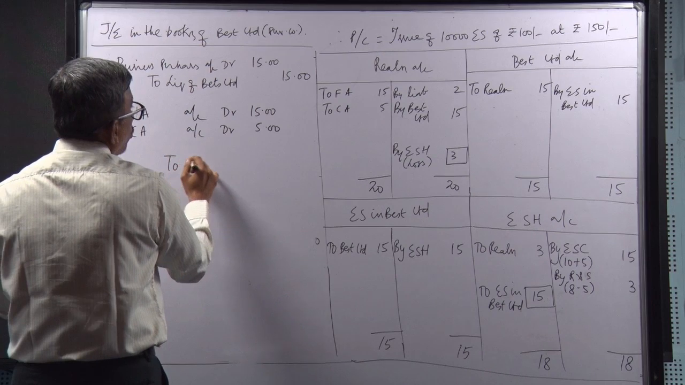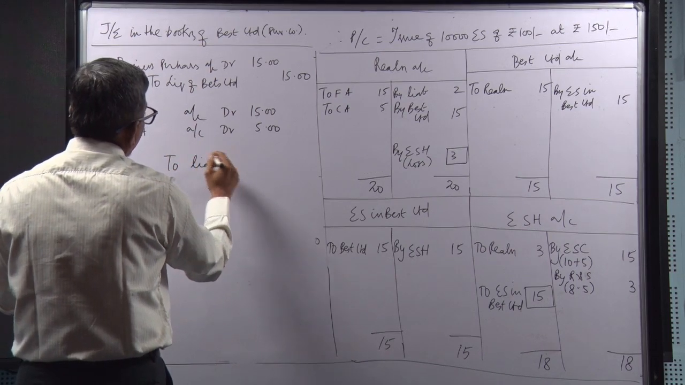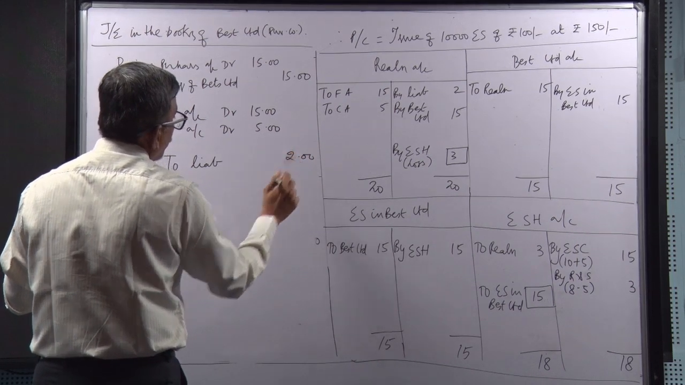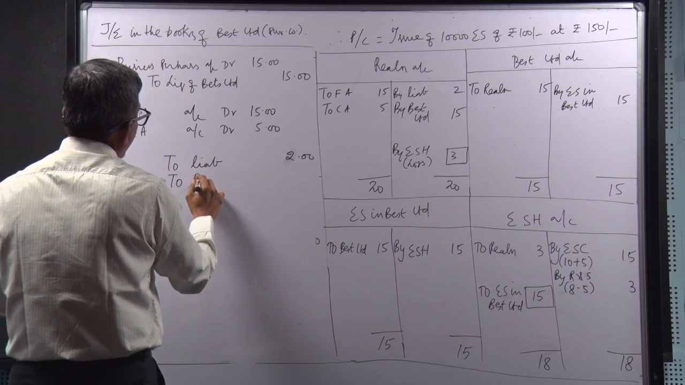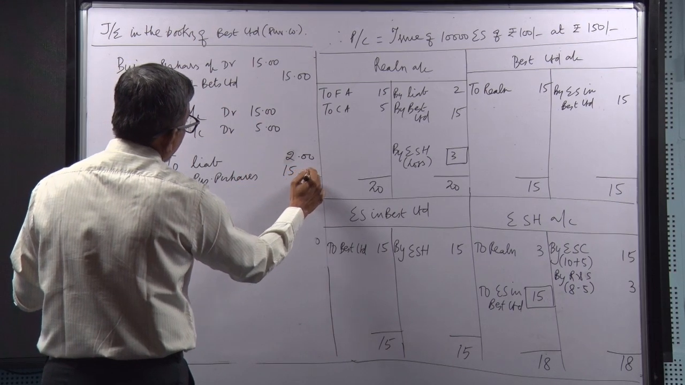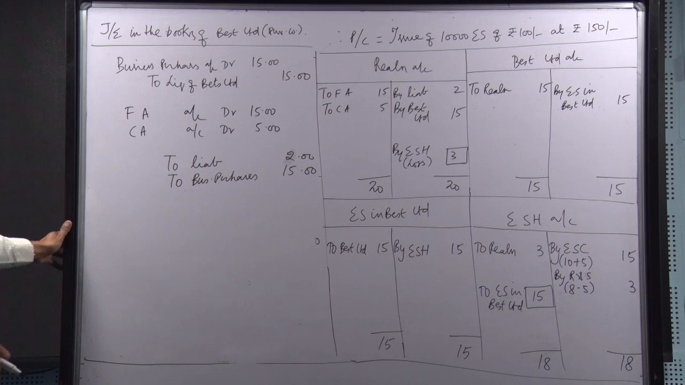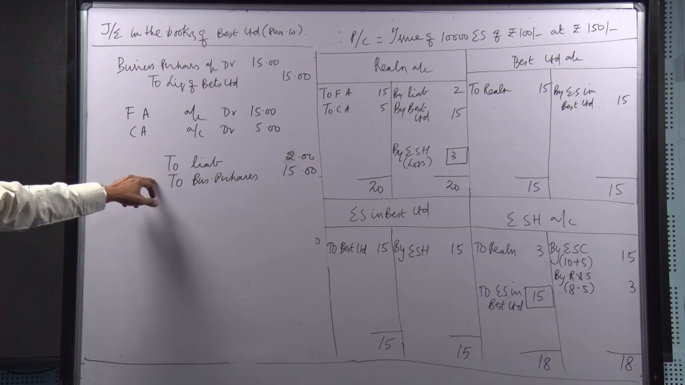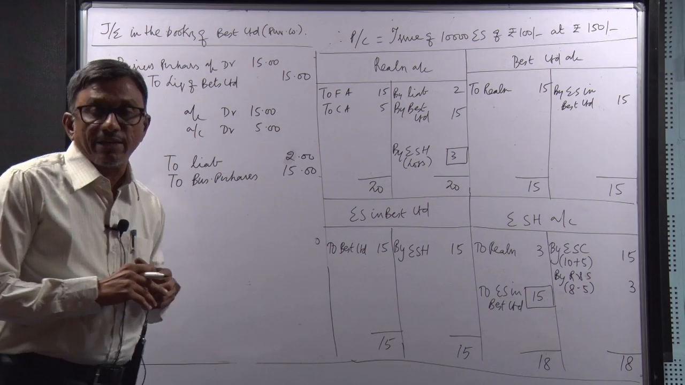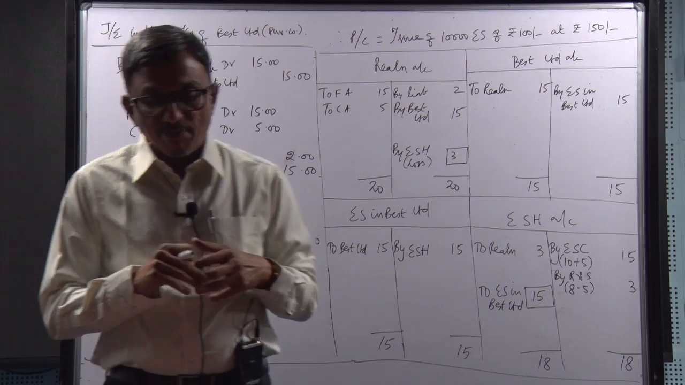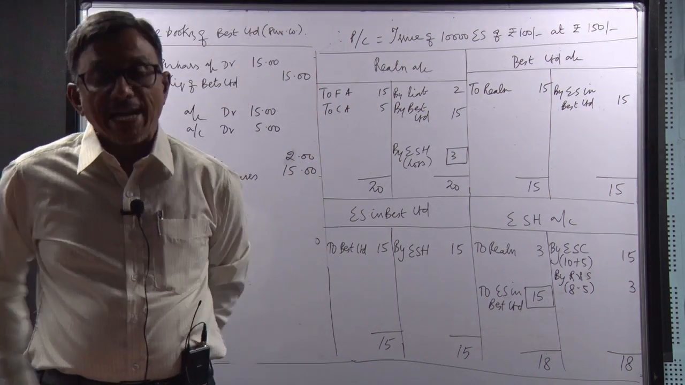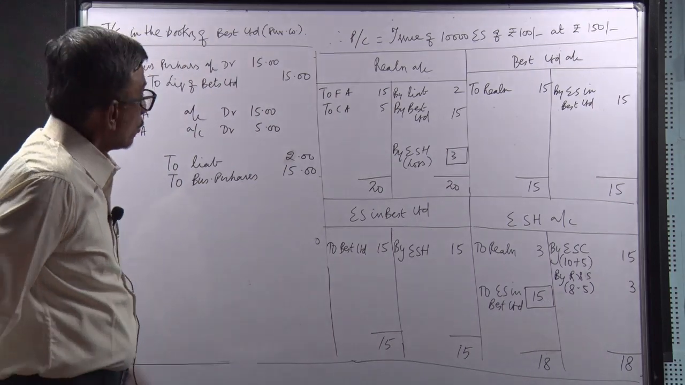Leave one line. To liabilities 2. To business purchase, that is 15. See, what is the difference? The business purchase is the consideration, whereas the difference between these two, what is the paid up capital of the vendor company? The paid up capital of the vendor company was 15 lakhs. Business purchase also 15 lakh.